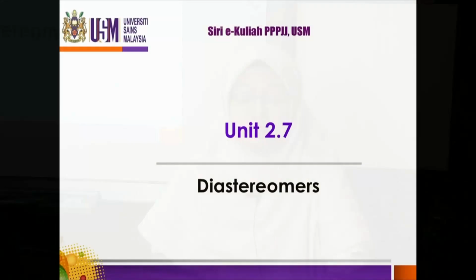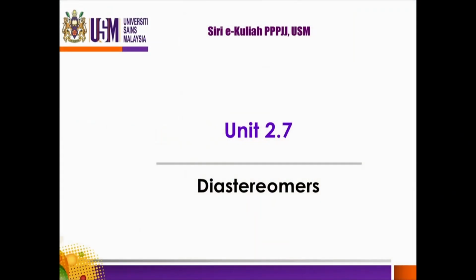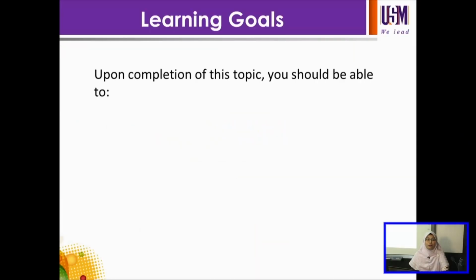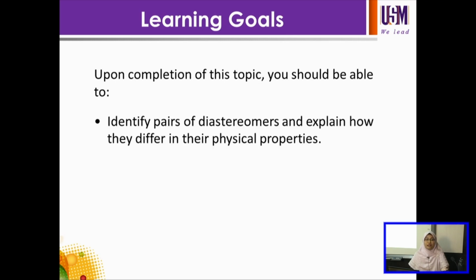This is the 7th video covering chapter 2, which is diastereomers. In the previous video, we have looked at enantiomers. There are two more types of compound that you have to know, which are diastereomers and meso compounds. Meso compounds I will cover in the next video. So what are diastereomers? Upon completion of this topic, you should be able to identify pairs of diastereomers and explain how they differ in their physical properties.